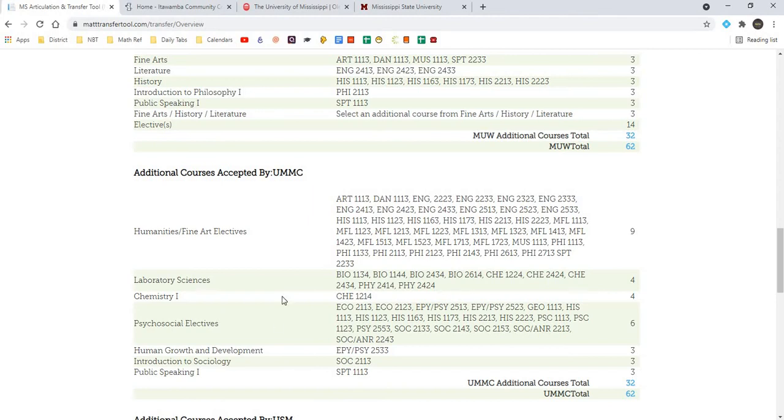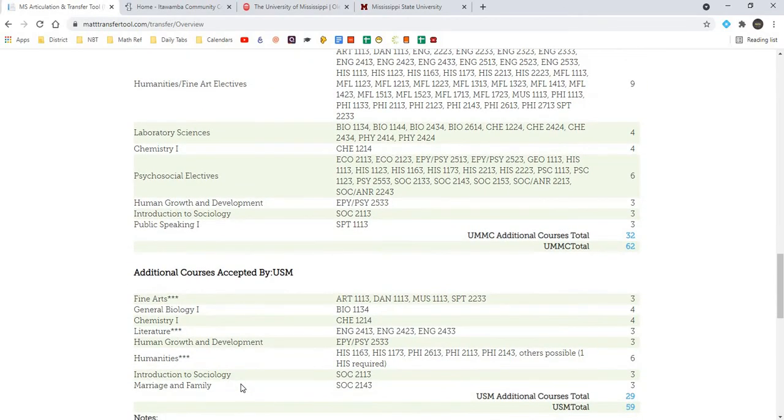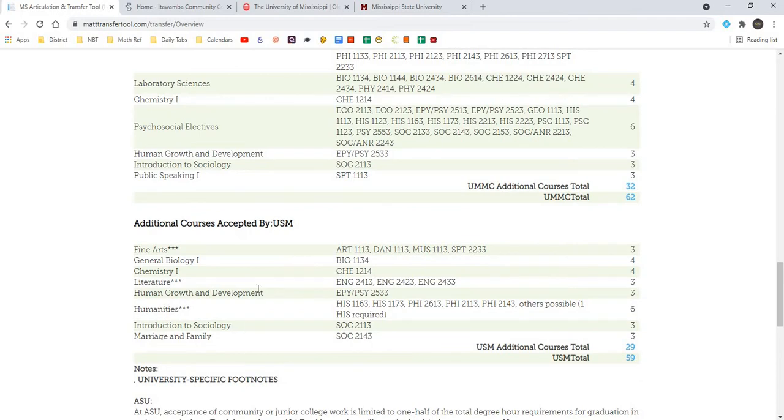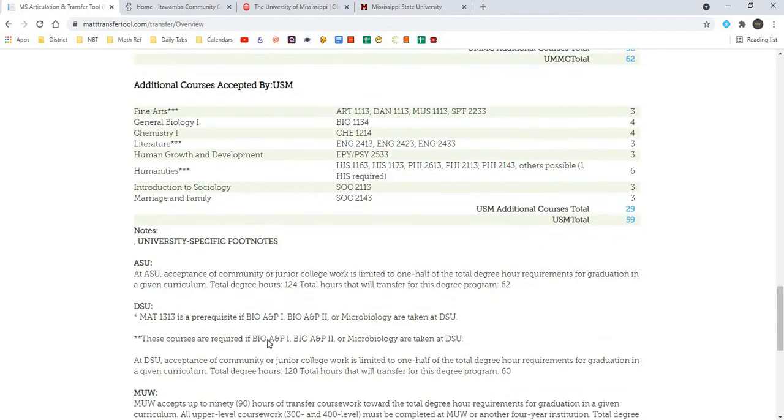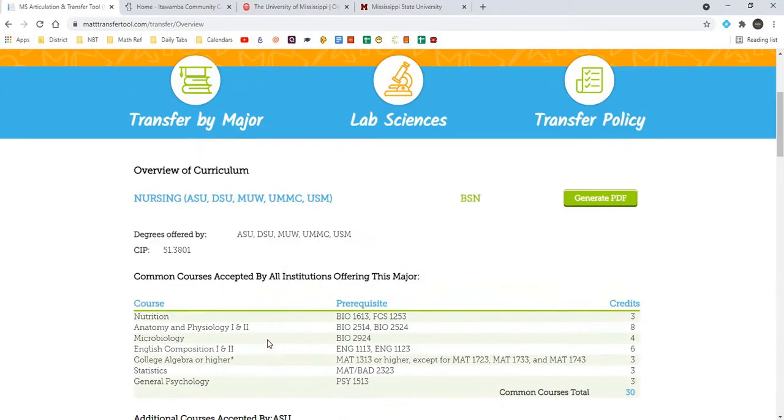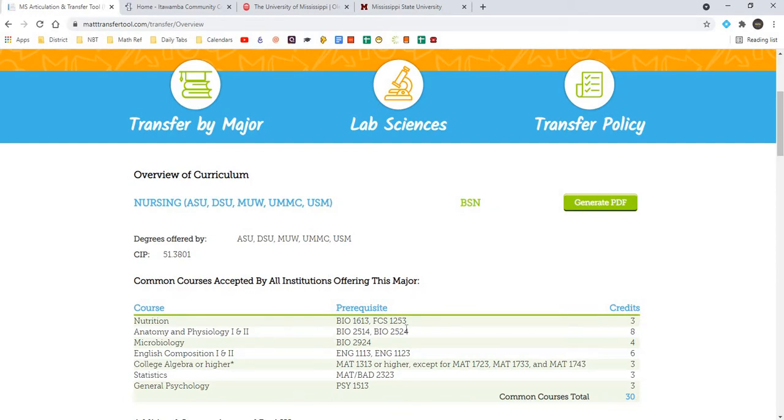So Introduction to Sociology, so this is the University of Mississippi Medical Center. They do take a transfer of Introduction to Sociology. And so does USM. They take Introduction to Sociology. But again, I want to point out, notice that was not listed under our common courses, because that means not every one of these colleges listed here would accept that. Okay?